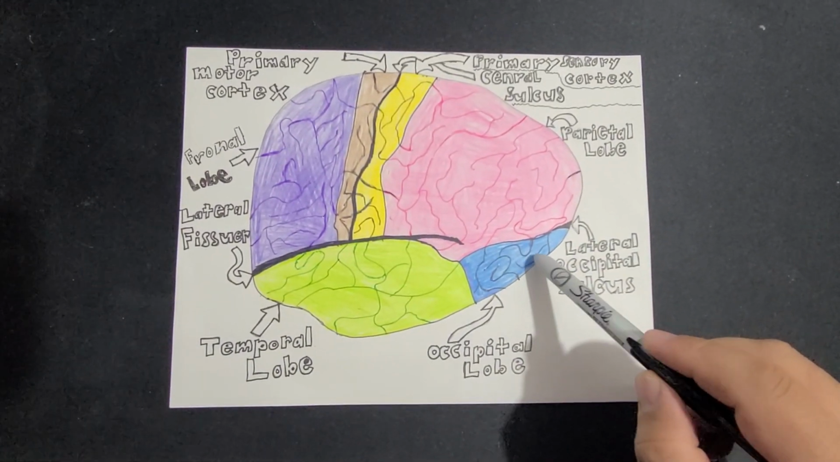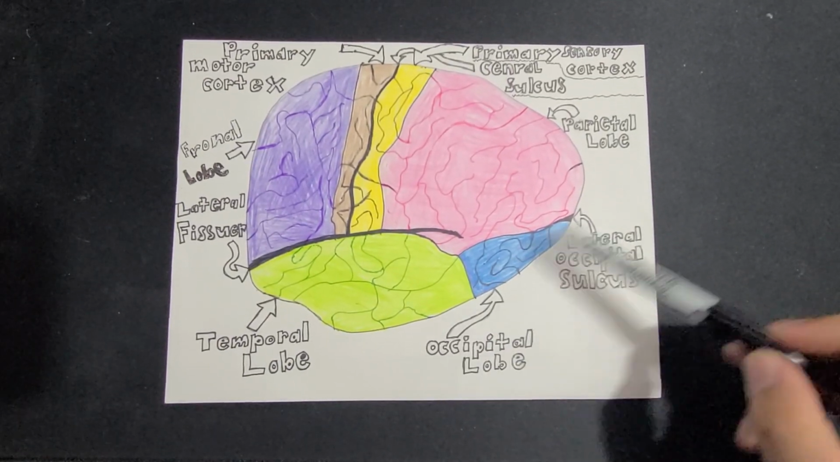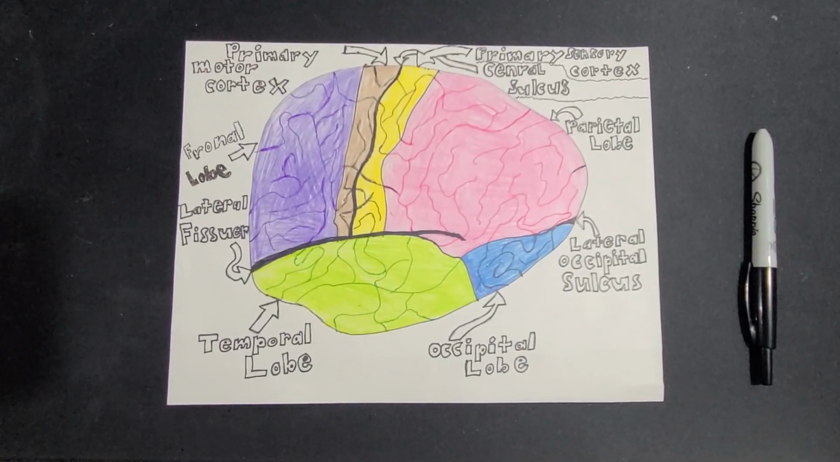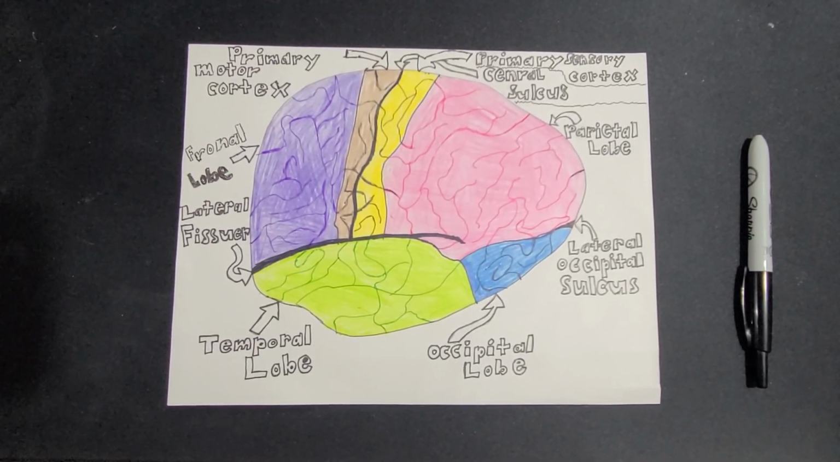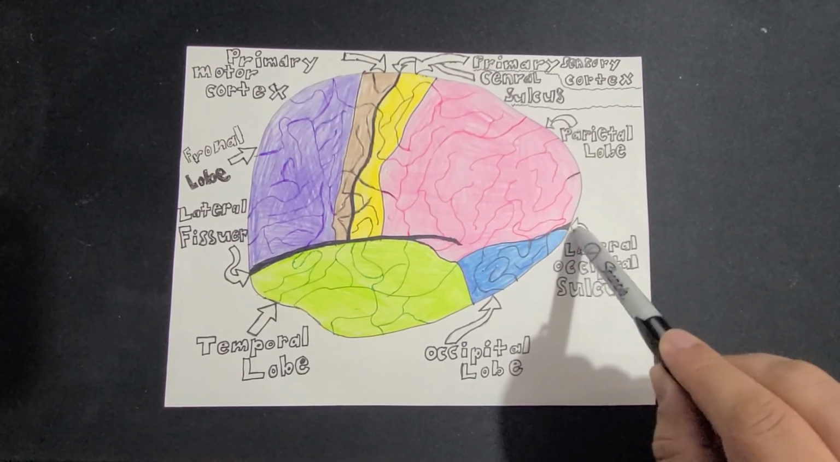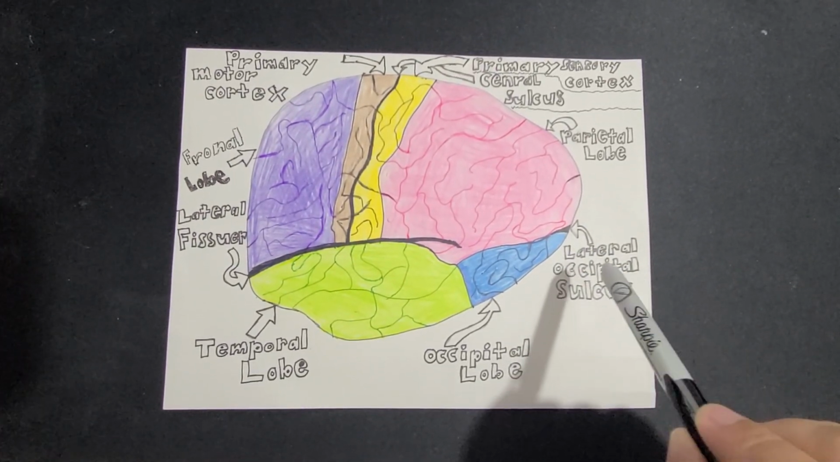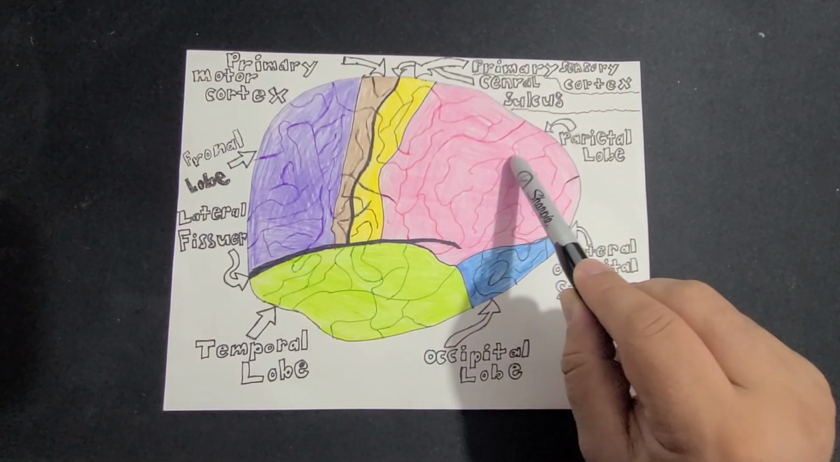In the back here, we have what is called the occipital lobe. The occipital lobe handles our visual perception, from color to shape to even emotion. This is called the lateral occipital sulcus. This separates the occipital lobe from the parietal lobe.